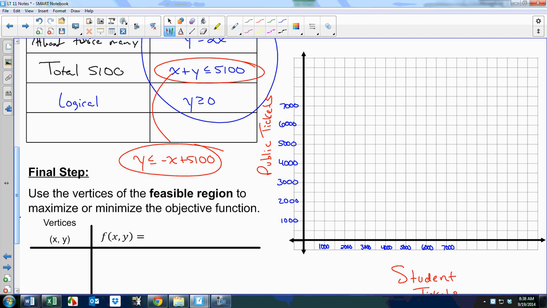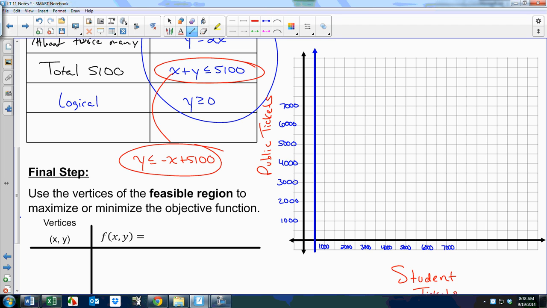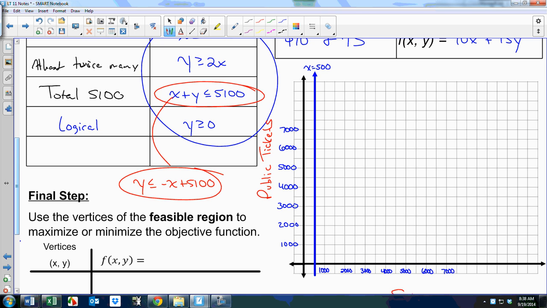All right, now we start graphing. X is greater than or equal to 500. Solid line at 500. Shade right. Now I'm going to label these. It's a good habit. X equals 500. That is the line. X equals 500, because I'm going to need to know that in just a minute. Which line is that that's crossing another line?